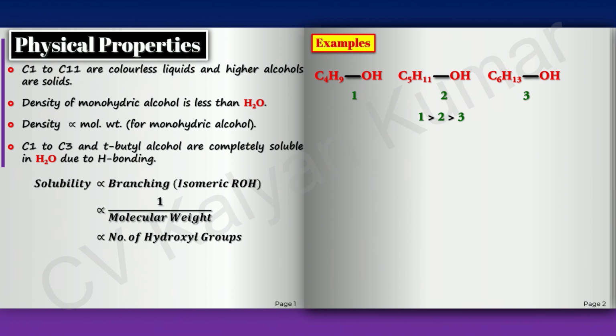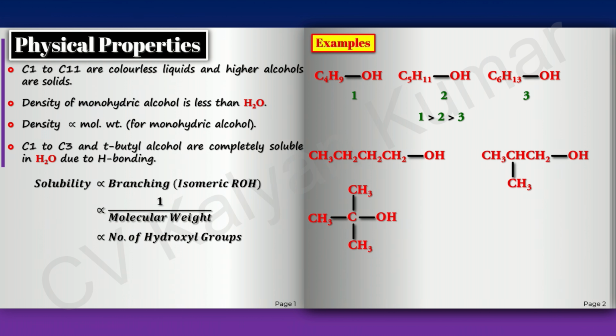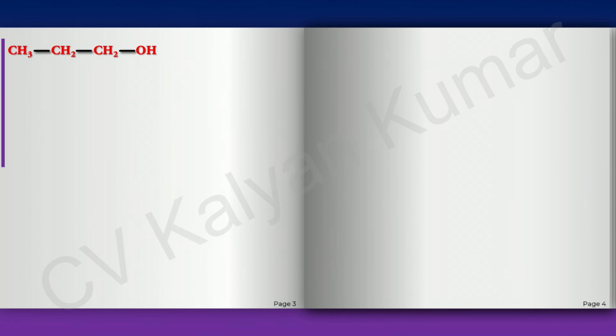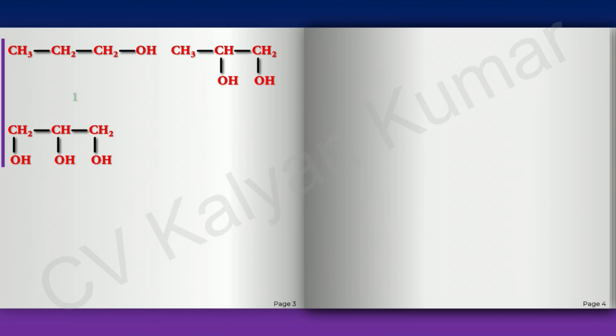All right, let's go over one more. This one, and this one. One, two, three. So what do you think would be the order? We already said tertiary butanol is soluble in water because the more the branching, the more the solubility. So three will be more than two and two will be more than one. All right. If you look at these three, what do you think? Pause the video.